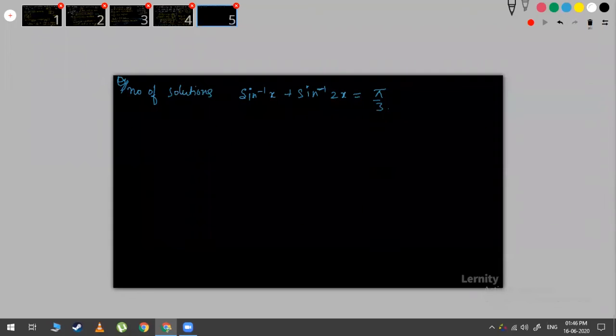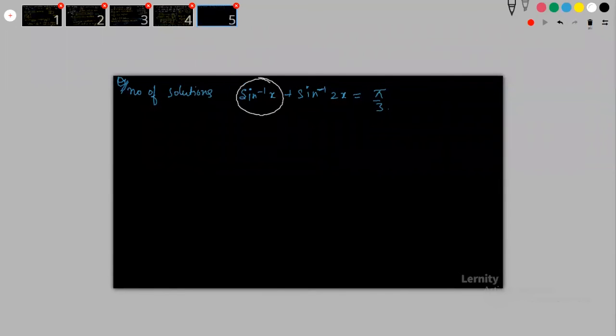So if I solve this, sine inverse of x plus sine inverse of 2x is equal to pi by 3, right? I can do two things. One is I can take sine on both sides as it is. The other thing I can do is take sine inverse of x on the other side and then take sine. So I can rewrite the equation.